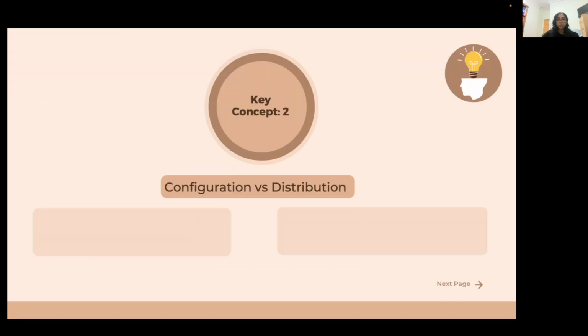So if we start off by talking about configuration and distribution. Does anyone know the difference between configuration and distribution when describing a skin lesion? I didn't either, so I don't expect anyone to know.